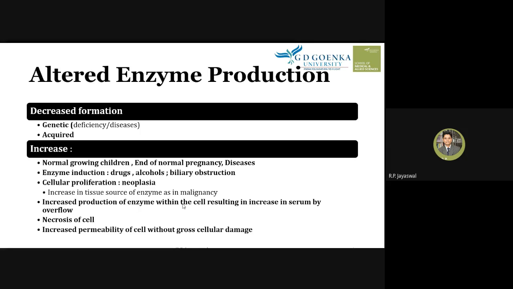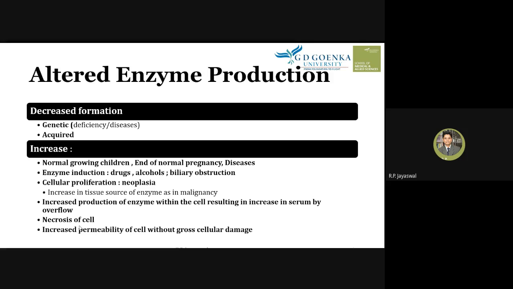Similarly, increased production of enzyme within the cell results in an increase in serum by overflow. This increased production of enzyme within the cell may be because of some stimulant, or some pathological factor which induces the cell to produce more enzyme. Because of that, there will be an increase in the level of enzyme in the serum. This is what we have seen: increased production of enzyme in the cell results in an increase in serum by overflow.